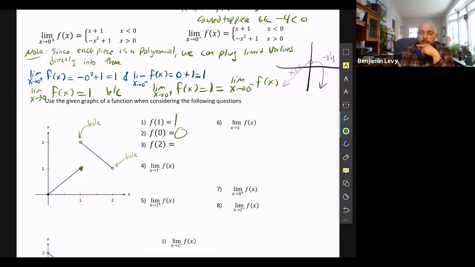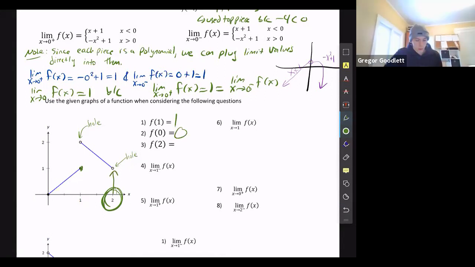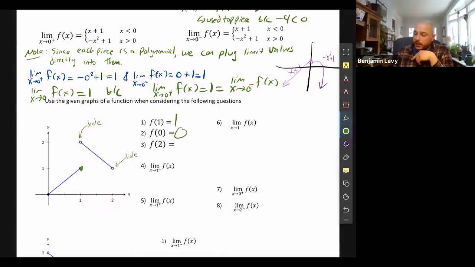What's f of 2? If you want to think about where x equals 2 and you go up, there's a hole there. What do you think we should write? Would it be 1? There's a hole, which means there's actually nothing there. If we tried to go up to the graph, we would just go right through that hole. And so you would say it's undefined or does not exist, DNE. Is that okay? See what I'm saying there?